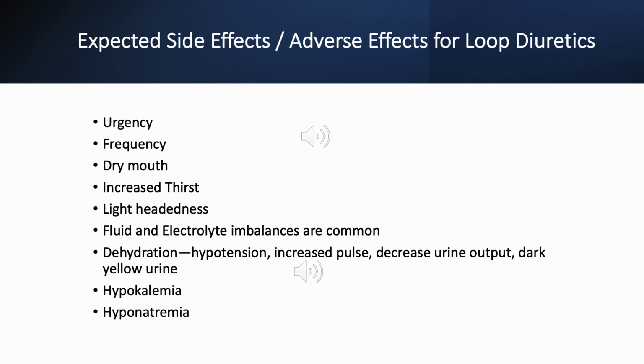Thiazides and loop diuretics can cause severe hypokalemia, which is low potassium level. Signs of hypokalemia include muscle cramping, abnormal heart rhythm, and changes in the reflexes. Loss of sodium can cause confusion, irritability, fatigue, and even seizures in some patients. A major adverse effect of all diuretics is severe low blood pressure, and it can result in falls, particularly in high-risk and older patients.